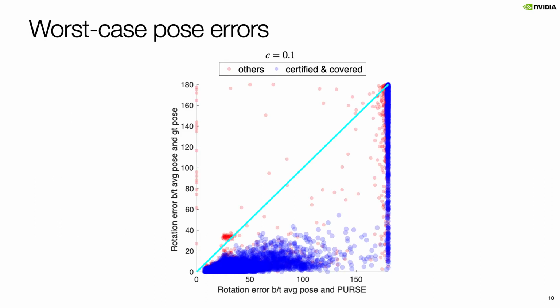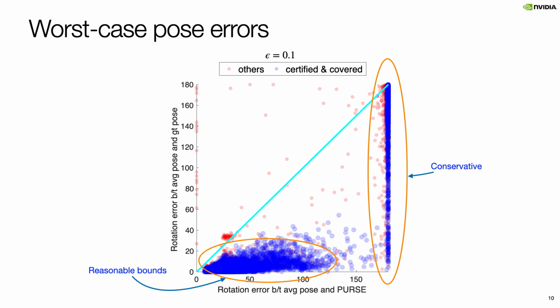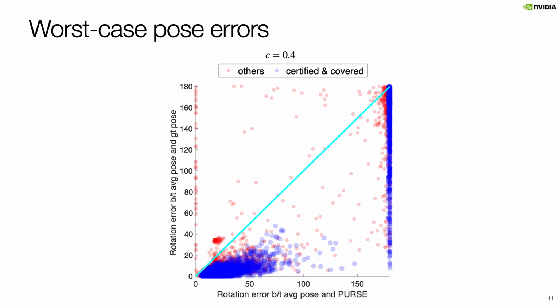Here we show that we can compute reasonable error bounds with respect to the ground truth pose. In this plot, the y-axis is the rotation error bound, and the x-axis is the actual rotation error between the average pose and the ground truth pose. We see that our bounds are always larger than the actual error, which means that our bounds are always correct. We also see that in most of the test cases, our bounds are reasonably close to the actual error, but in some cases our bounds can be overly conservative. When the expected error rate is about 40%, the bounds become much tighter than when the expected error rate is 10%.